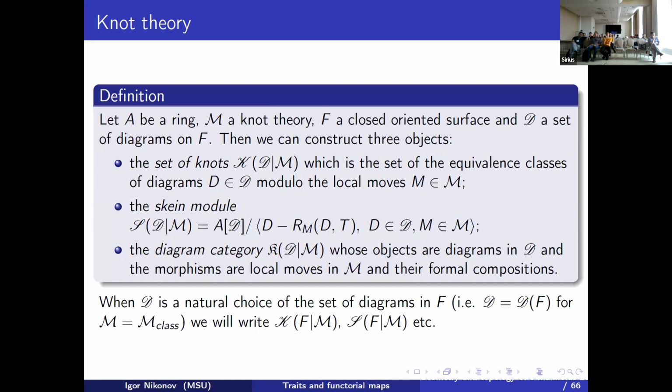Given a set of moves M, that is a knot theory, we can consider the knot theory on a given surface F. In the surface F, we consider a set of diagrams and then apply the moves from the set M to these diagrams, and we get three objects. The set of equivalence classes, that is the set of knots of this knot theory in surface F. The skein model, it is a linear object, and the diagram category, that is a category where diagrams are objects and the morphisms are moves from M and their formal compositions.